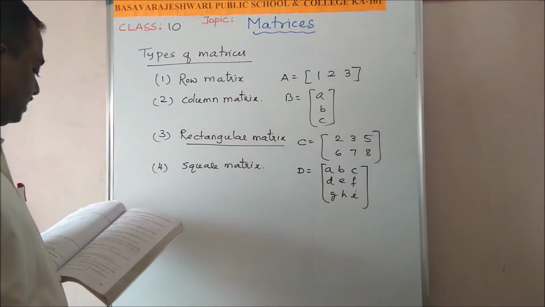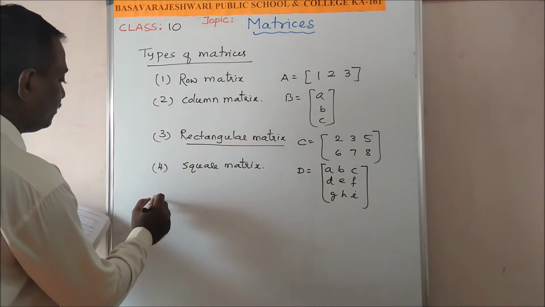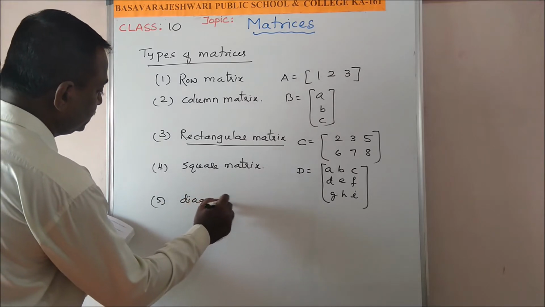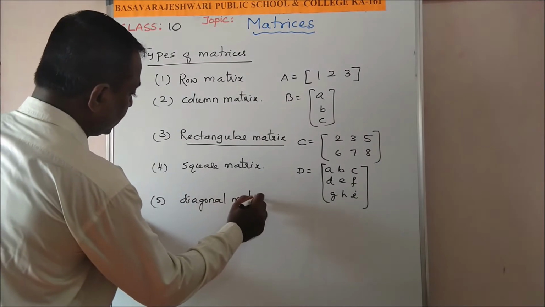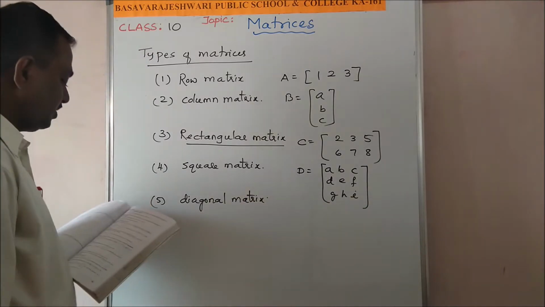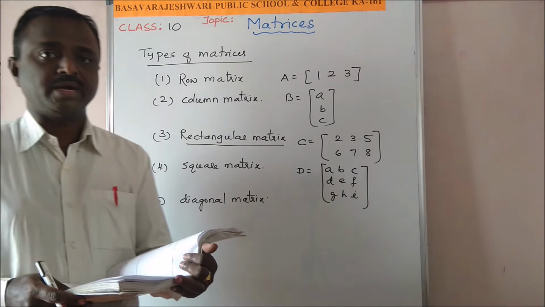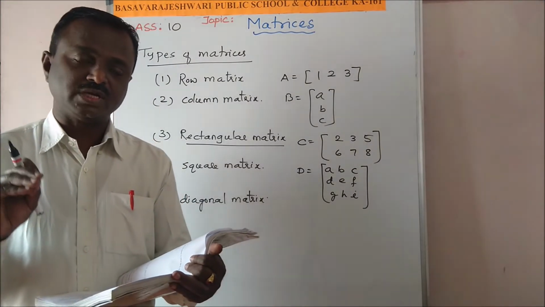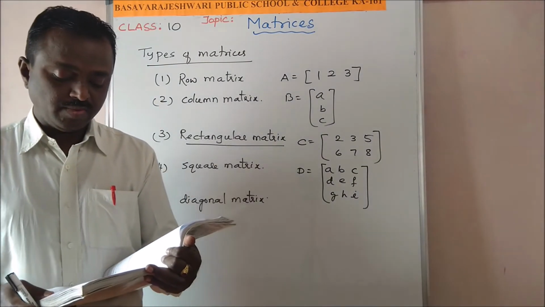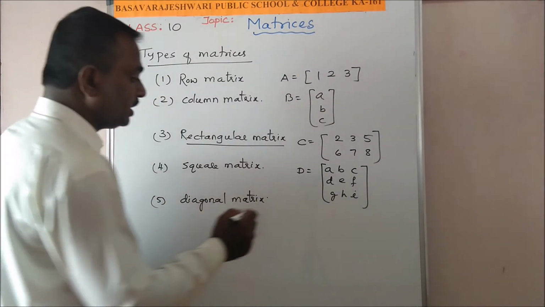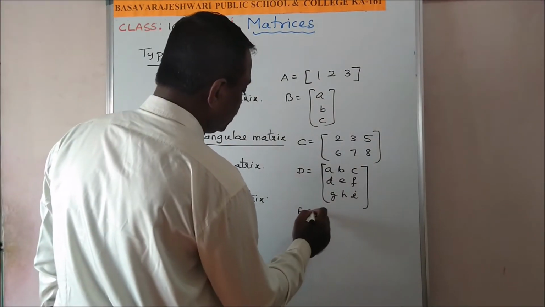So diagonal matrix, we will see. Fifth one, diagonal matrix. What is meant by diagonal matrix? It is also a square matrix. That means the number of rows and the number of columns are equal, but every non-diagonal element is 0.